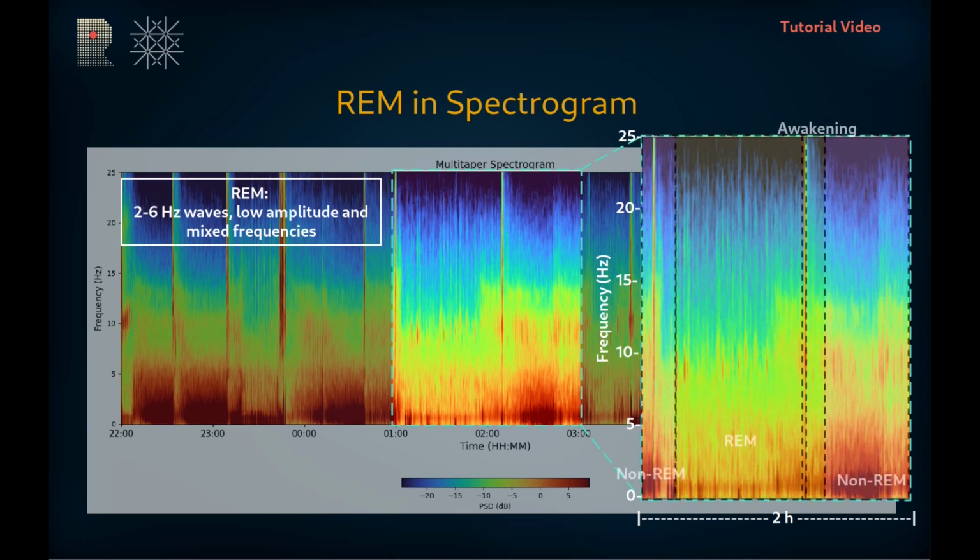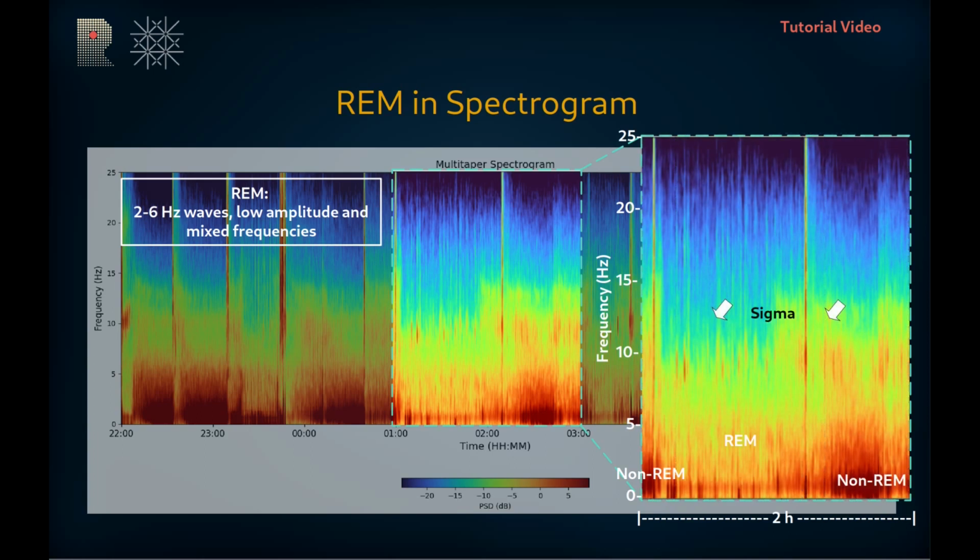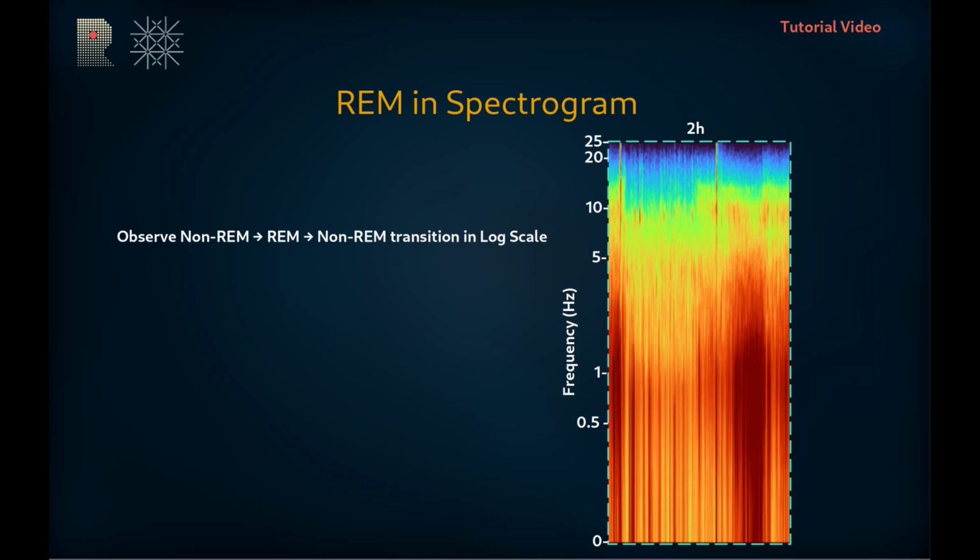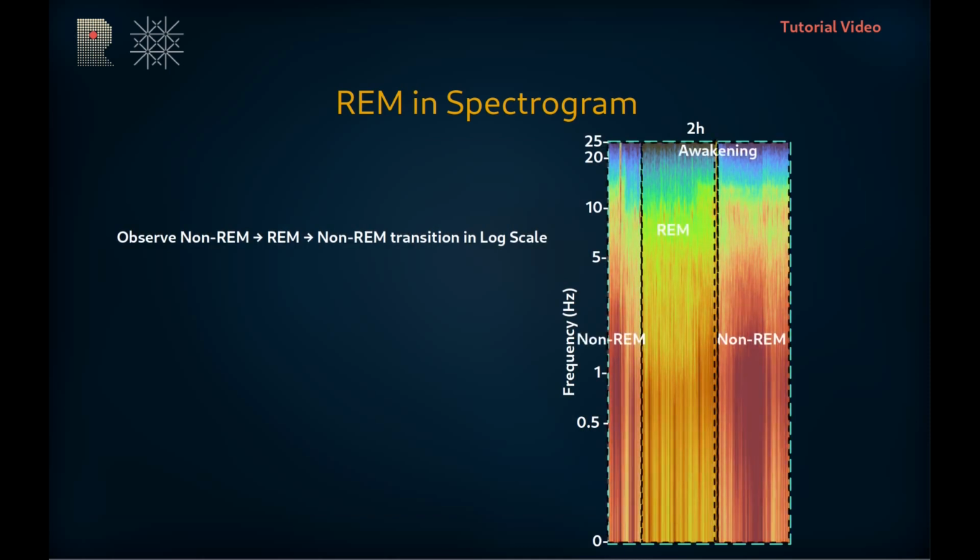In this segment, we observe the transition from non-REM to REM. After non-REM, we would expect REM to happen with a decrease of both sigma and delta activity. We can also observe it using the log scale, where we can distinguish the transition from non-REM to REM by the decreasing of delta power.